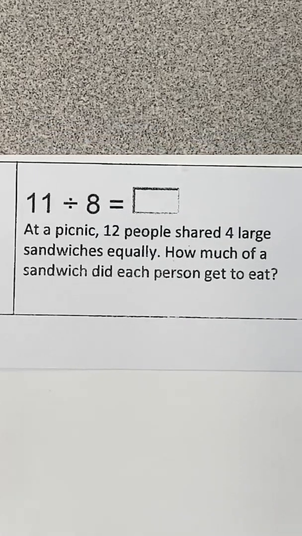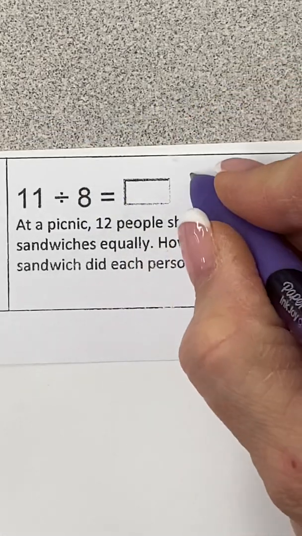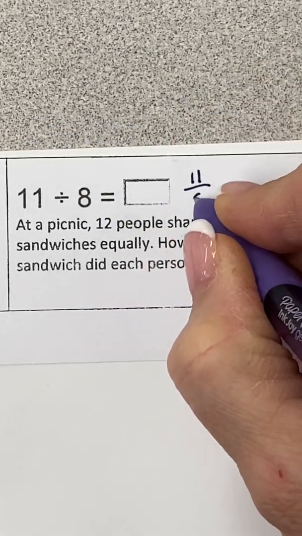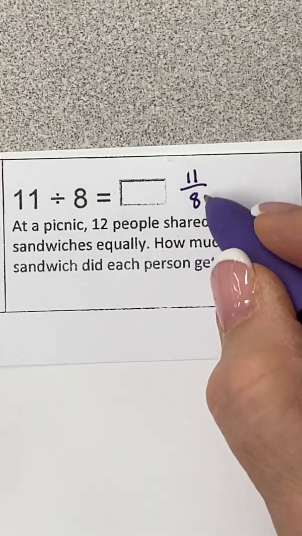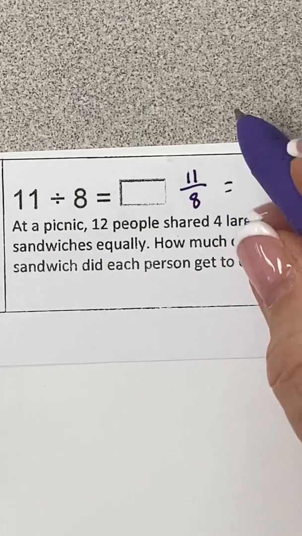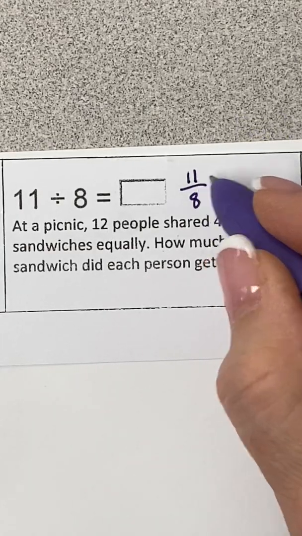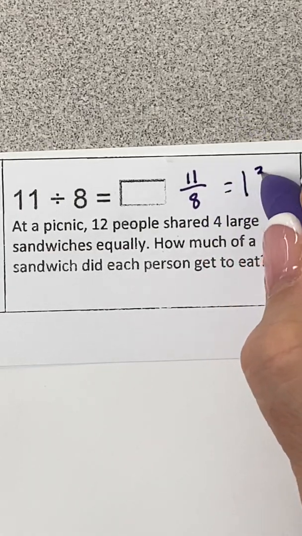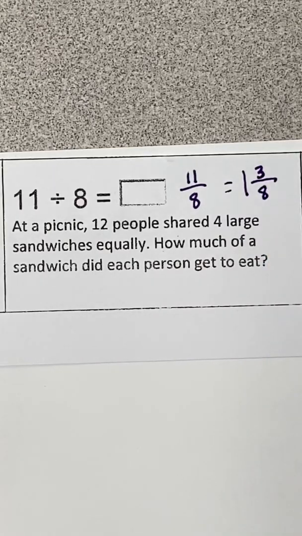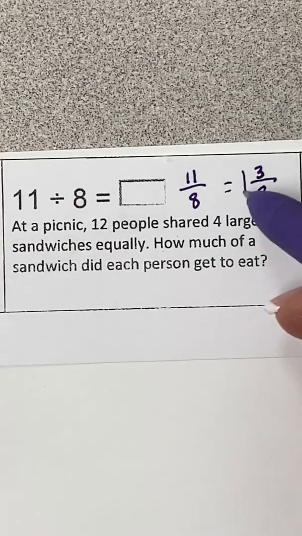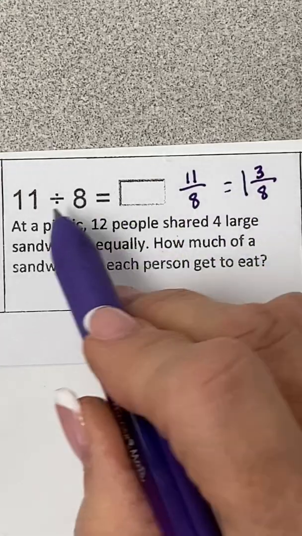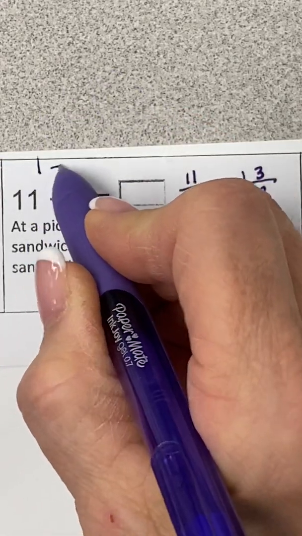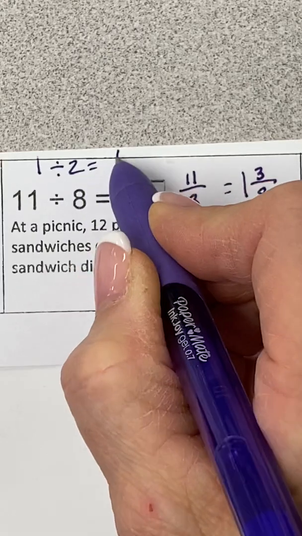Our next problem is 11 divided by 8. That would be 11/8 right there. That's improper. You could leave it like that, or you could divide 8 into 11 one time with 3 left over, 1 3/8. Both of those would be correct. But this one is definitely, by looking at it, just like if I had 1 divided by 2, it would equal 1/2.